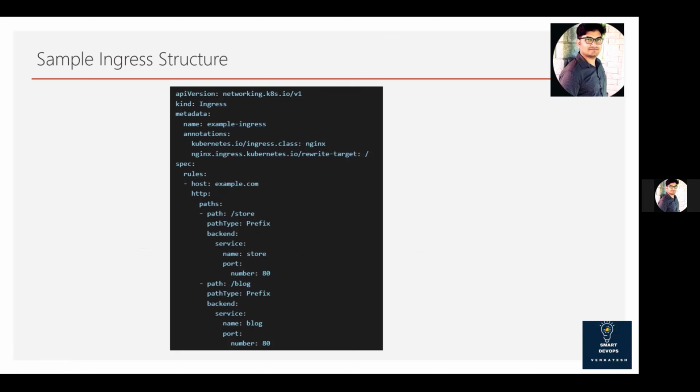So when a user enters example.com/store, it will route to the store service. And if he enters /blog, it will go to the blog service. So that is what Ingress is designed for. Hope you got it now.